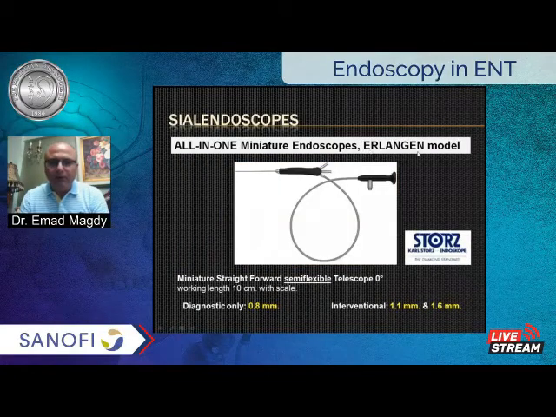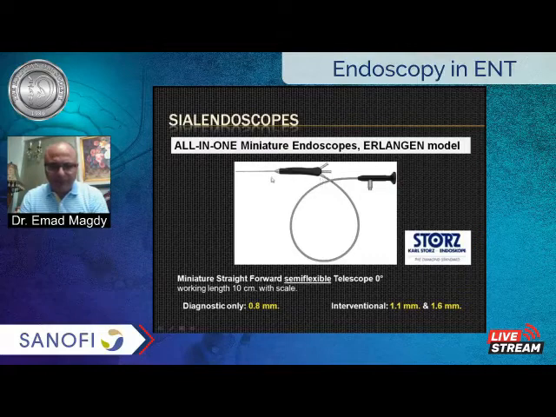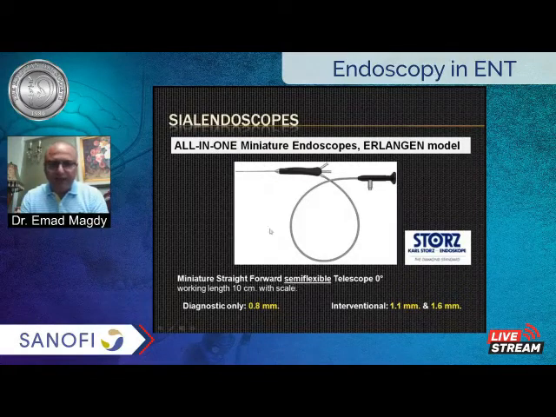The other model is called the Erlangen model. It's developed by the Eero group in Germany. It's a little bit similar, also has the 3 channels as you can see here, but it's a little bit shorter. This has a working length of about 10 centimeters, and it is more flexible.